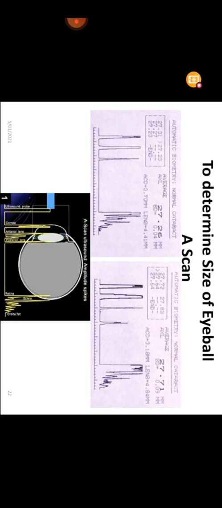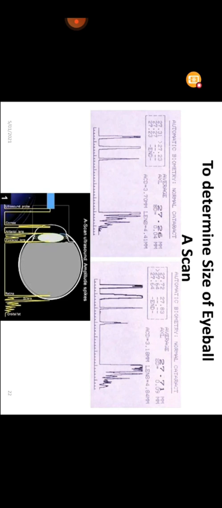Okay, so here in an A scan, normally the length of the eye is described as 24 mm, but usually they don't adhere to 24 mm exactly. It actually varies from 21 even to 28 mm. Okay, so you can see that the value shown here is 27 for the left eye and 27.71 for the right eye.